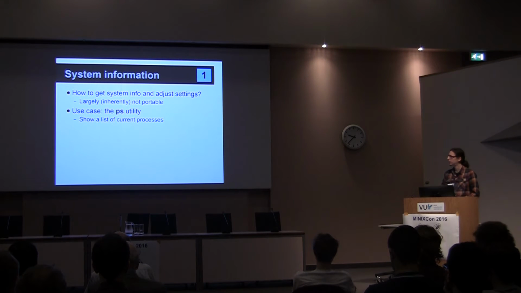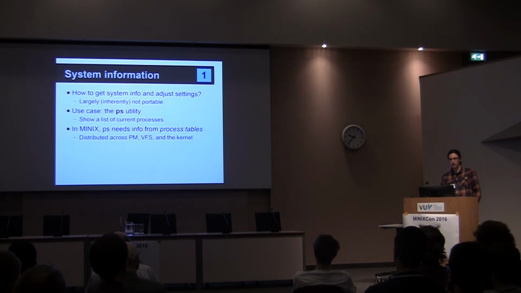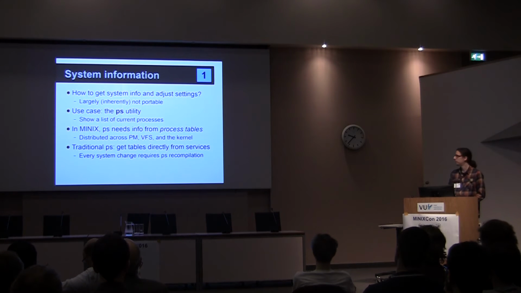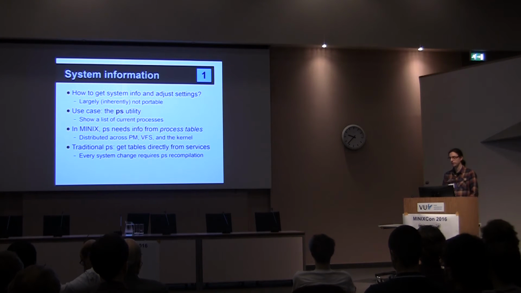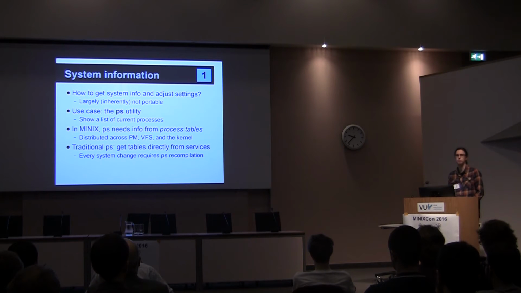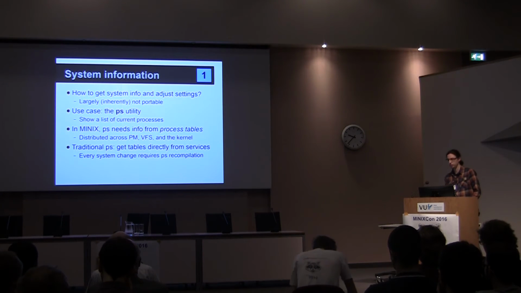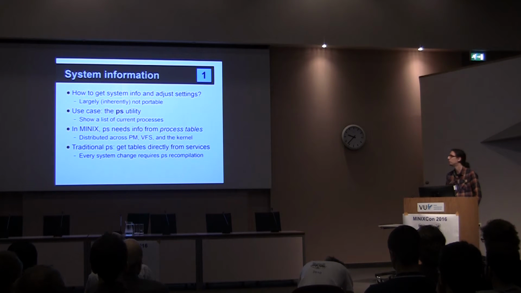One particular use case here, and the use case of this story, is the PS utility, which, as you know, shows a list of processes currently active in the system. And in Minix, the PS utility ultimately needs to get information from process tables that are part of several services and the kernel. And in the traditional implementation of the PS utility, PS would simply get a copy of all those process tables and then parse them itself and get the information from there. And this is of course not exactly what you want, because that means that every time any of those process tables gets changed within the operating system, your PS userland utility breaks and you have to recompile it in order to update it and deal with the new format of the process tables.